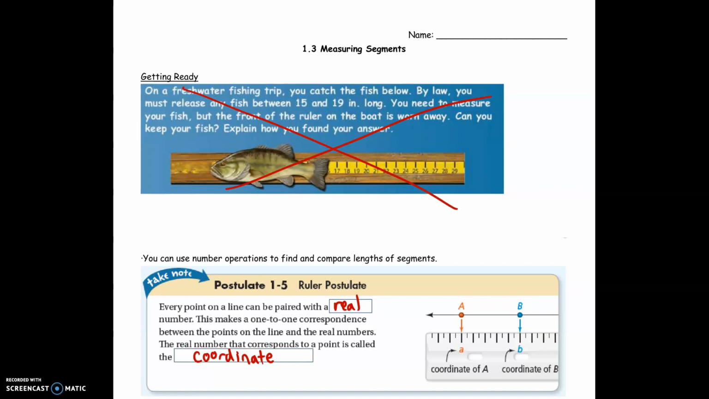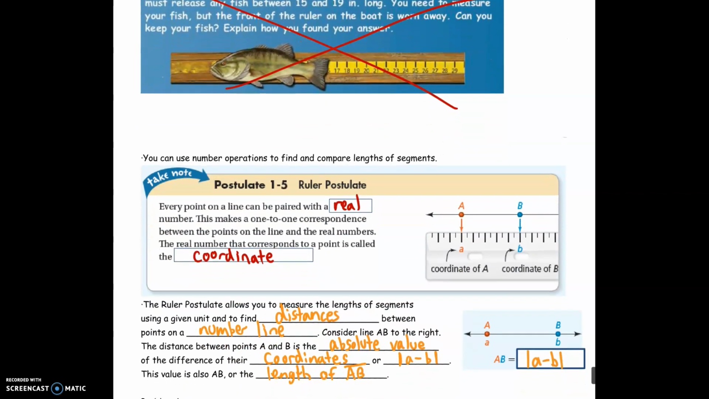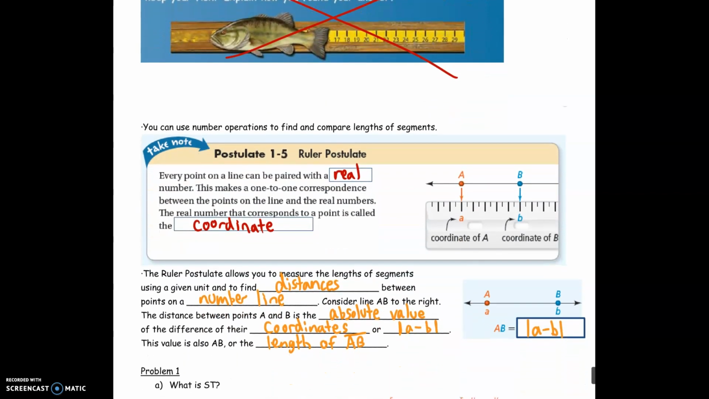Section 1.3 is titled Measuring Segments, but we're going to see that we're going to do a lot more than just measure in this section. Our first postulate is called the ruler postulate, and it's honestly not too important for what we're doing other than the fact that we're measuring up a ruler with what we call our coordinates on a line. So if I have points at A and B, I can line those up to what we call that coordinate on a ruler.